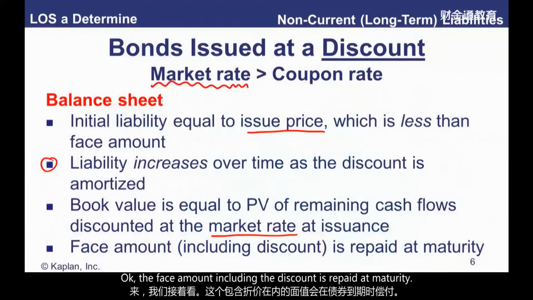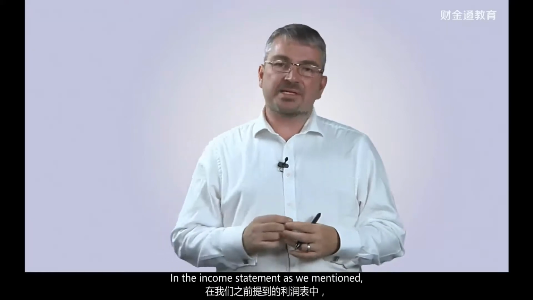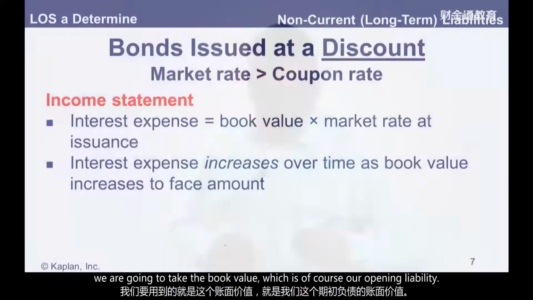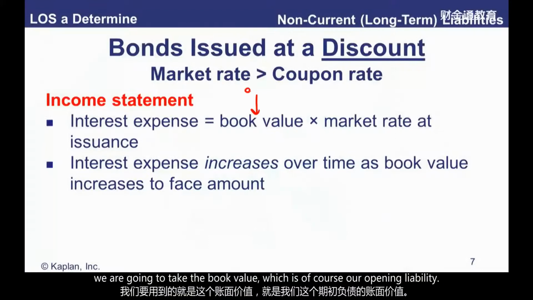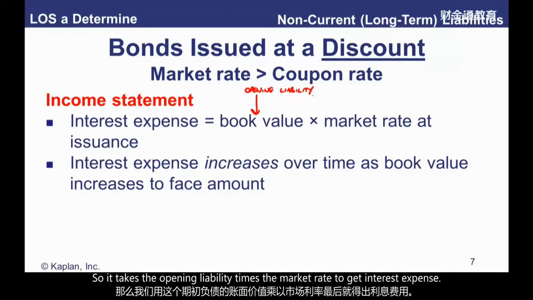Okay, the face amount, including the discount, is repaid at maturity. In other words, our liability will have climbed so that it's equal to face value at maturity. In the income statement, as we mentioned, we're going to take book value, which of course is our opening liability. Each year the opening liability, whilst it's increasing over time, is below par value. So we're taking the opening liability times the market rate to get our interest expense.